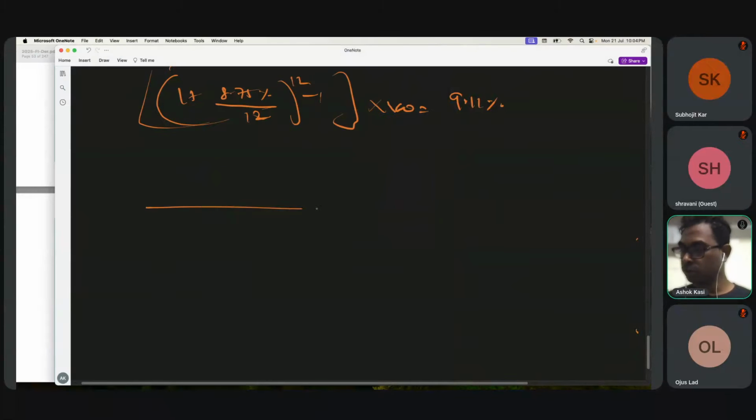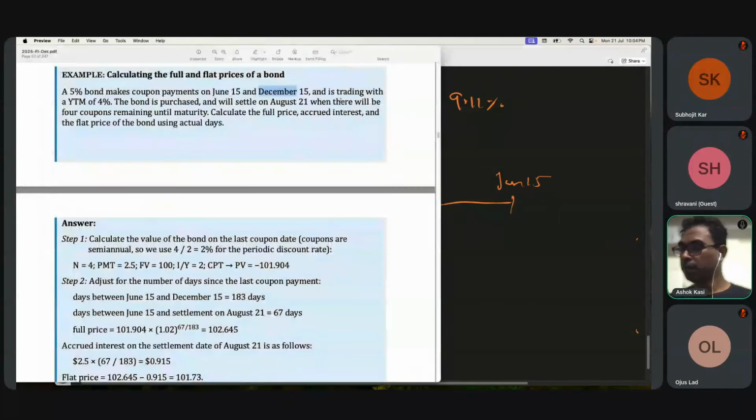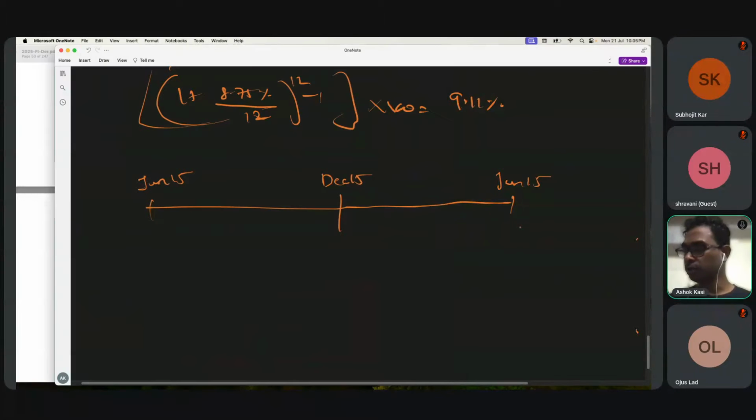So June 15, and then December 15. And then again June 15. It is trading with the YTM of 4%. The bond is purchased and will settle on August 21. So August 21 will come here, right? August 21.